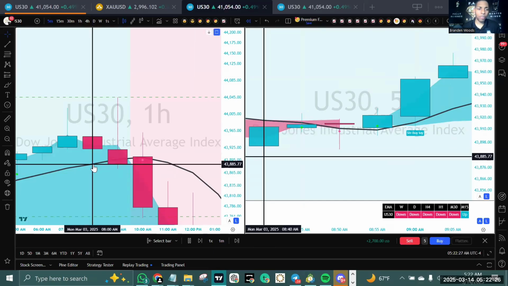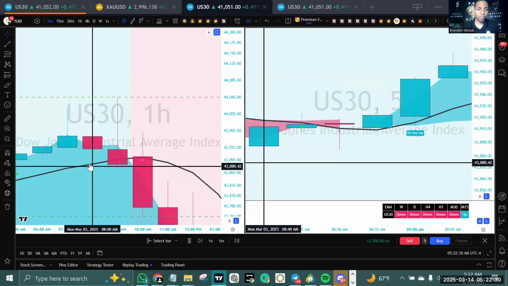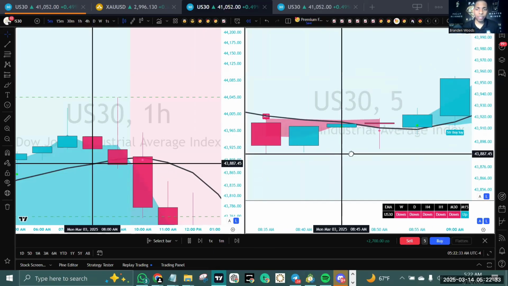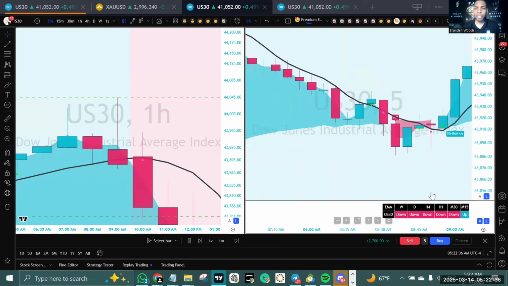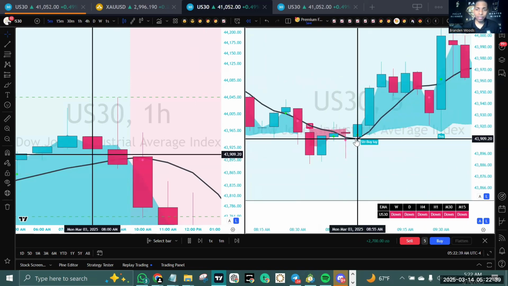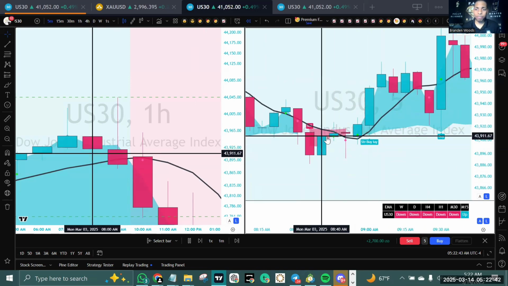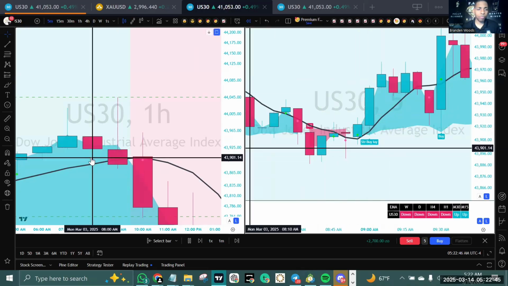Okay. Right off of the level, or right off the line. It's right here. Perfect. And it got you right where you need to go. Right? On the 5, it did the exact same thing. So here's your entry on the 5. And you're good to go.